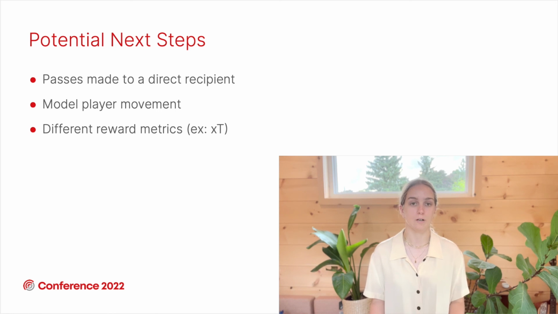Lastly, the possibility of using different reward metrics. If we take the example of a cross made to the top of the box, maybe coaches don't want their teams firing shots off from that far out, in which case expected threat may be a better measure of success. And then the model could consider a weighted sum of these different metrics based on what the coach values more in their gameplay.